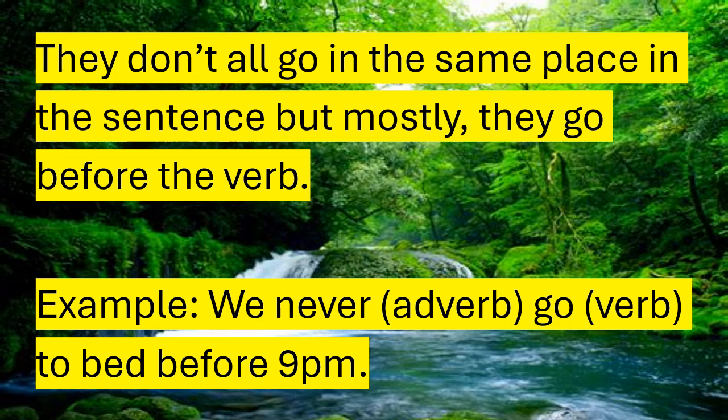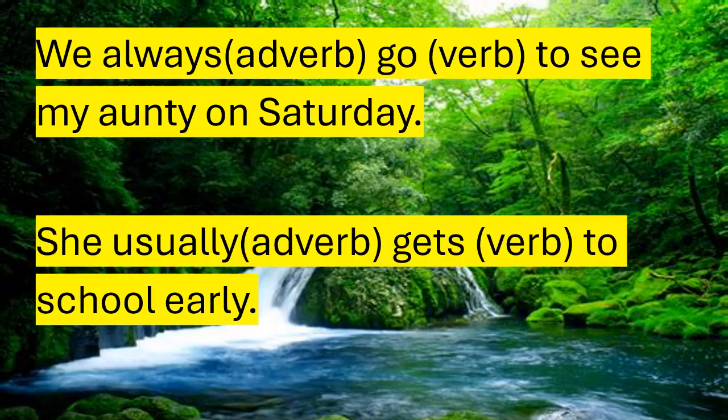They don't all go in the same place in the sentence, but mostly they go before the verb. So, for example, we never, adverb, go, verb, to bed before 9 p.m. We always, adverb, go, verb, to see my auntie on Saturday. She usually, adverb, gets, verb, to school early.